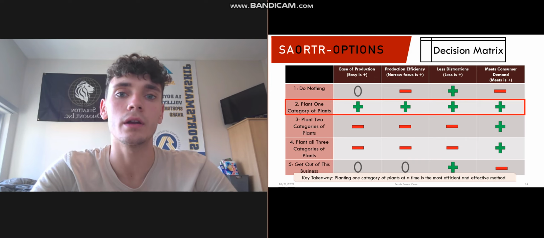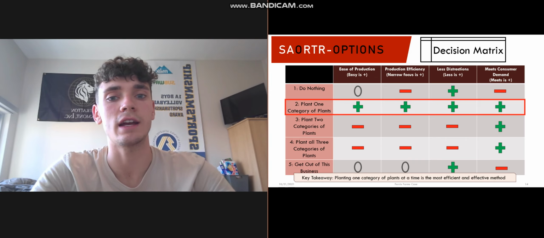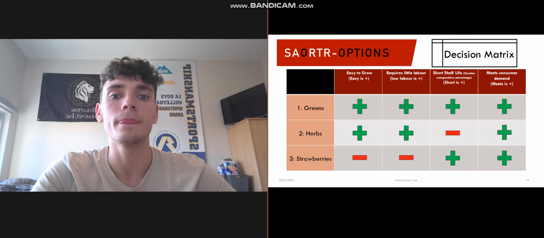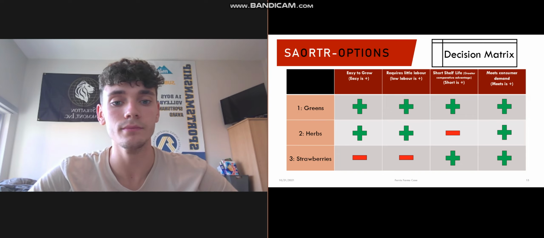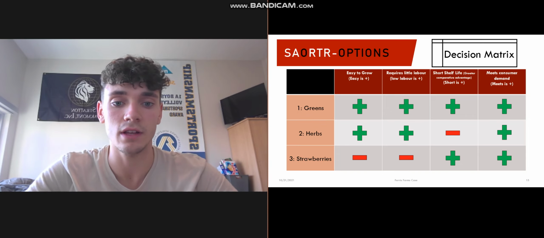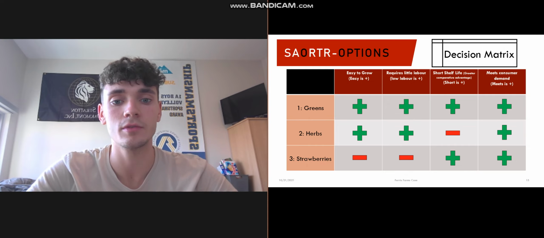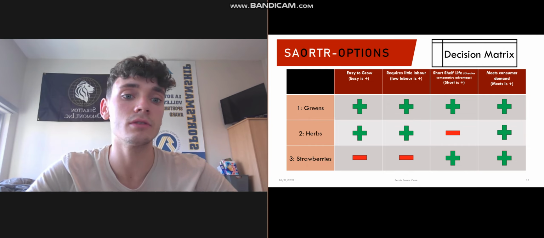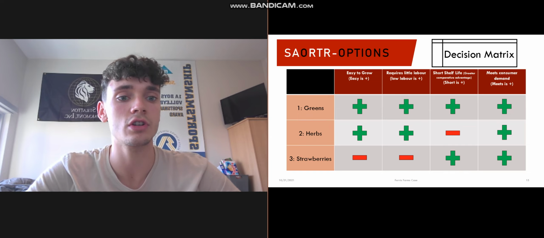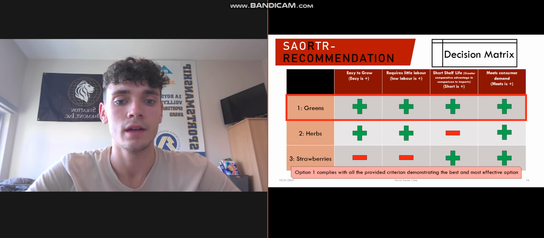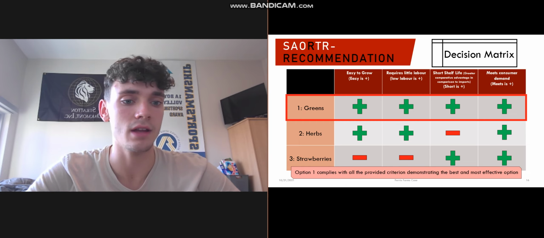Now, before we move on, we must decipher what plant you're going to produce and export. So moving on to the next slide, I have conducted a second decision matrix to decide which product is of most value to you. So again, our alternatives listed along the left side, 1 being greens, 2 being herbs, 3 being strawberries, and our criterion to help us decide which alternative is best, labeled across the top with easy to grow, requires little labor, short shelf life, meaning greater comparative advantage, and meets consumers' demand. Now we can see that option 1 complies with all the provided criterion, demonstrating the best and most effective option.